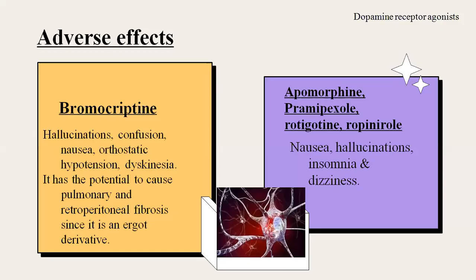It can be used as monotherapy. And what are the adverse effects? Bromocriptine is basically an ergot derivative, so it has more potential to cause adverse effects, for example, hallucination, confusion, nausea, orthostatic hypotension, dyskinesia. It also has a potential to cause pulmonary and retroperitoneal fibrosis. Then we have apomorphine, pramipexole, rotigotine, and ropinirole. These are also dopaminergic agonists, but they are not ergot derivatives. So they can lead to nausea, hallucination, insomnia, and so on.